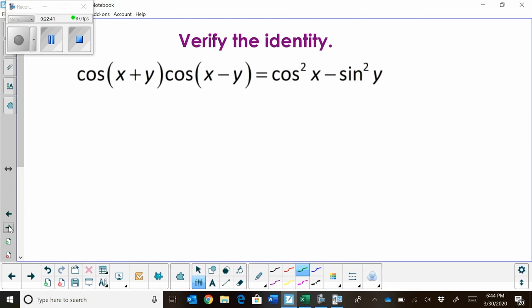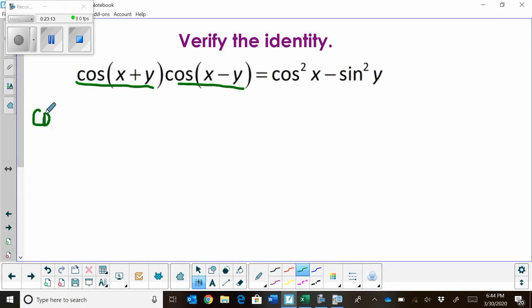So that's just plugging into the values, but there's far more to this concept. We can do identities with these sum and differences. So let's try an identity. Okay, so we're going to verify this identity. And it's cosine of x plus y times cosine of x minus y. Well, what we have to do is apply the sum and difference of cosine into these angles. So I'm going to expand these out.